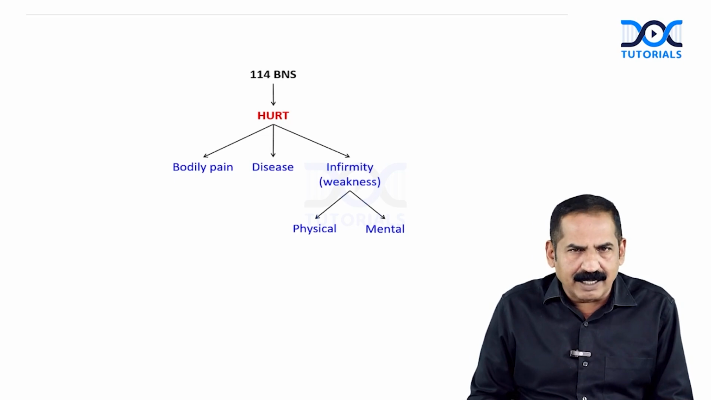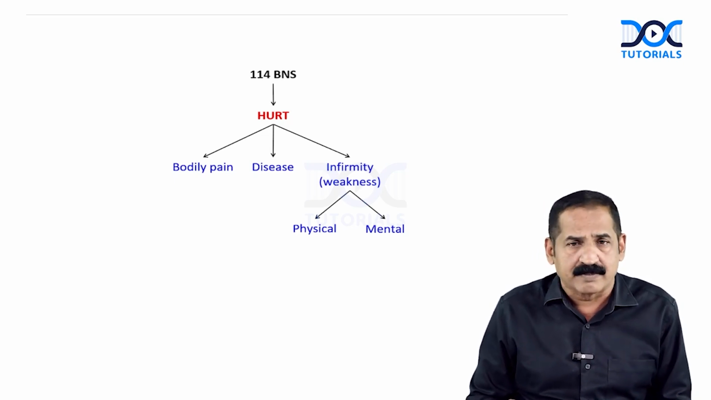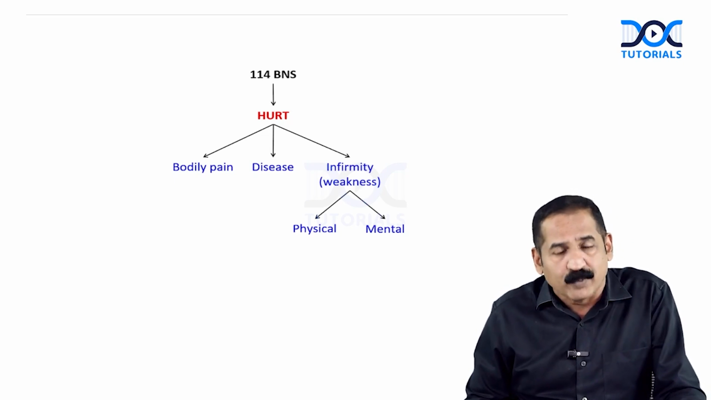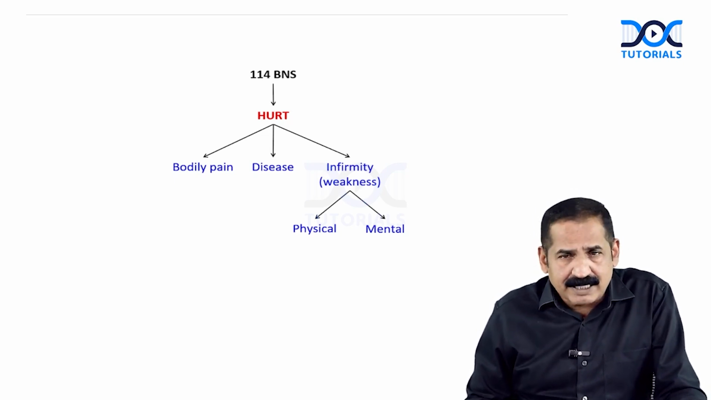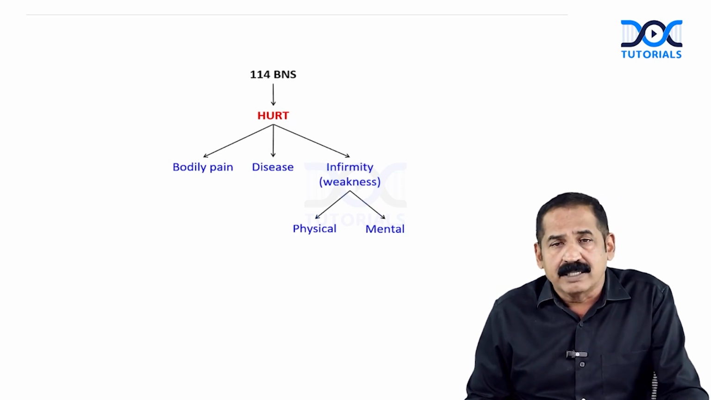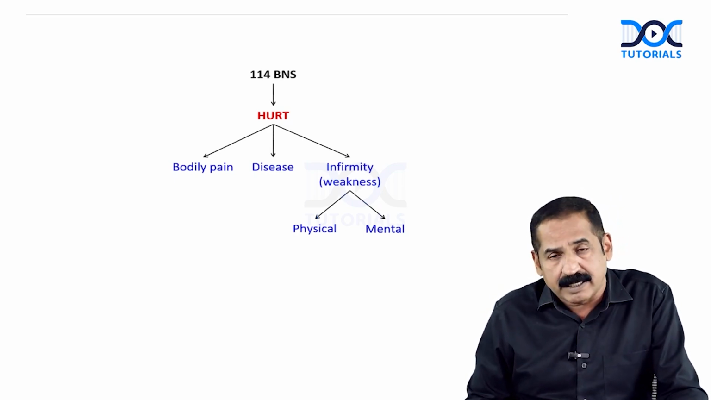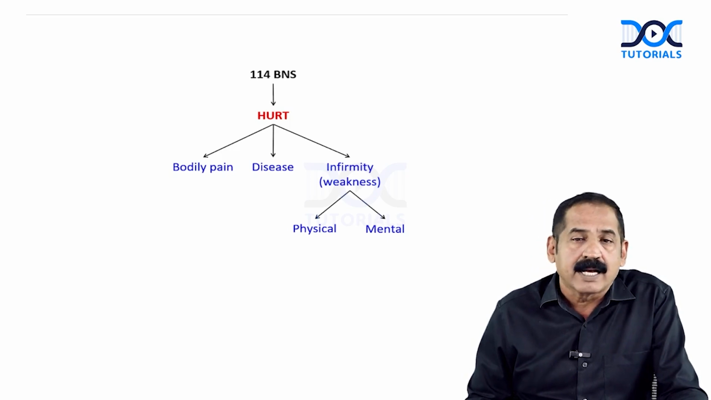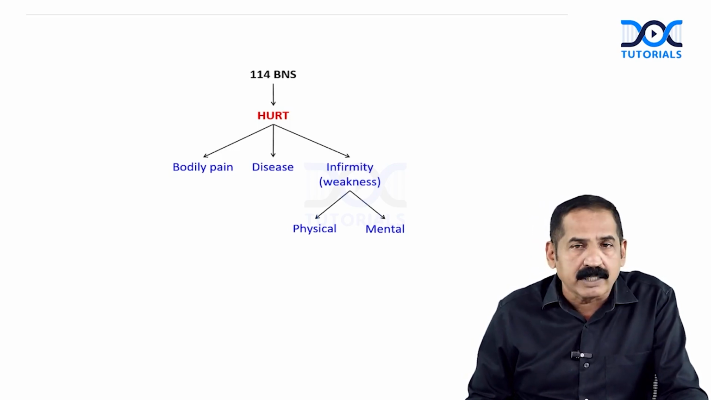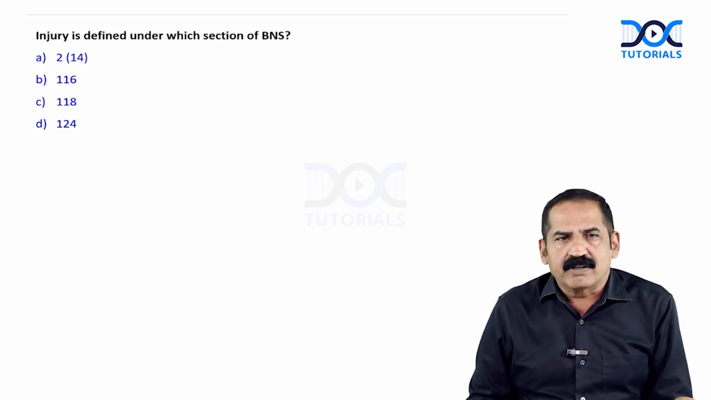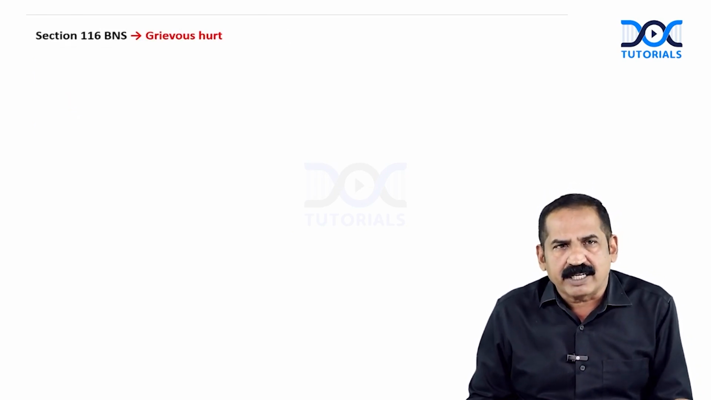Say for example, I call a person for dinner. As soon as he comes, I lock him in a room. I don't feed him anything. Then he gets physical weakness. What about mental weakness? Say for example, one student comes to me and he says, "Sir, I don't understand anything in forensic medicine. What to do?" Then I say, even if you read 1 year, 2 years, 10 years, you will never ever pass your forensic medicine. That means I may give him mental weakness. All these come under hurt. Injury is defined under which section of BNS? It is 2(14).